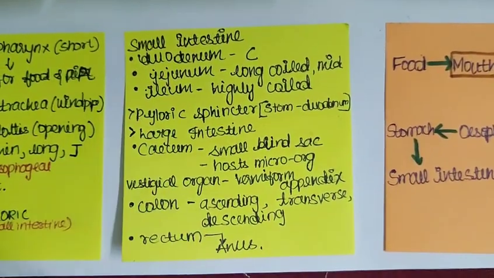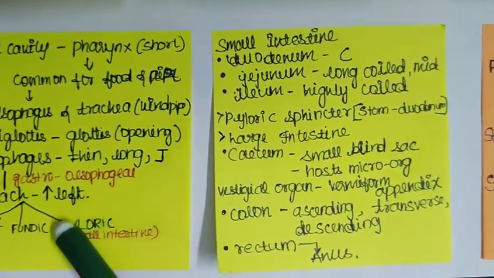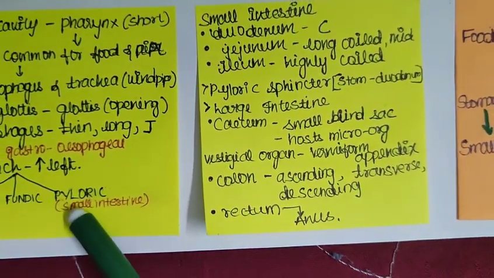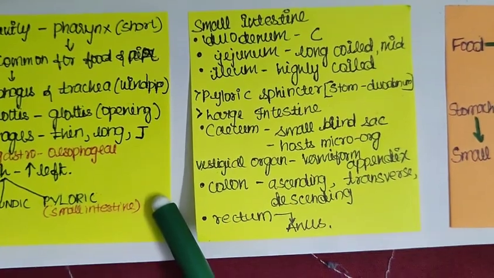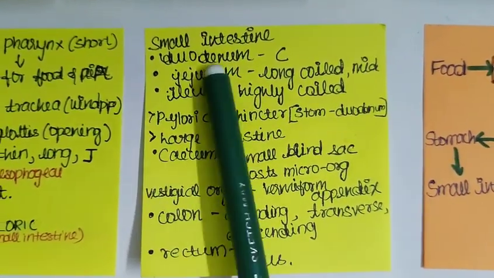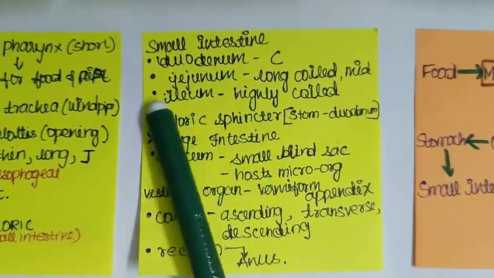So we talked about the stomach, that is, from the esophagus it goes to the stomach, and from the stomach this pyloric region will be opening into the small intestine. Now talking about the small intestine, we have three regions in this also. This is duodenum, jejunum and ileum.